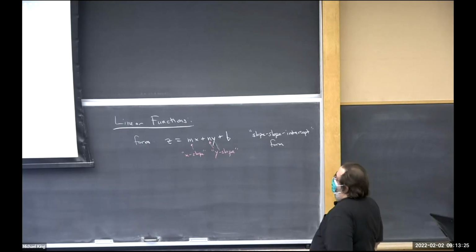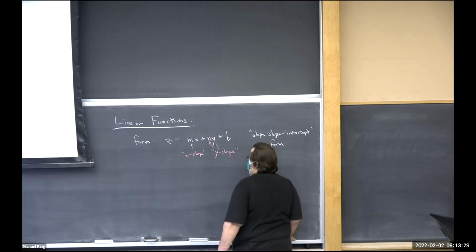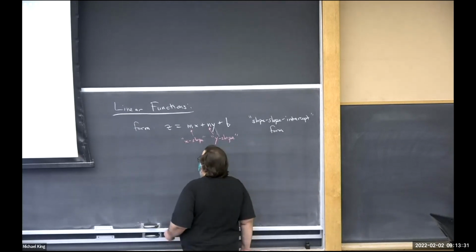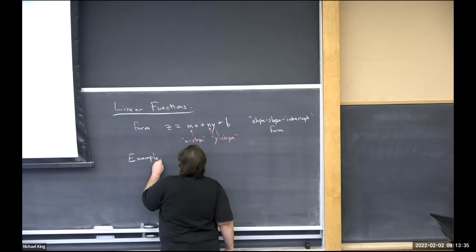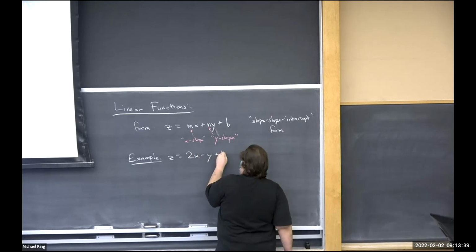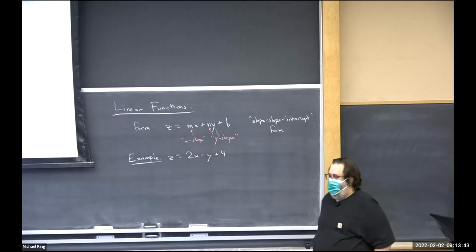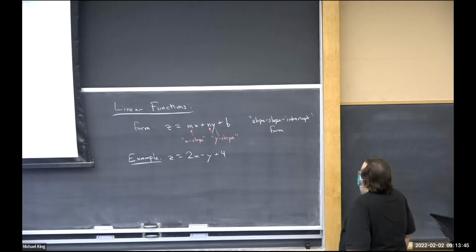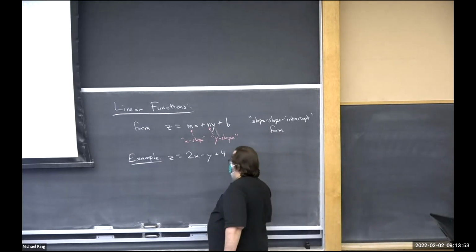Right. And I just wanted to do an example and think about what the contour map actually looks like. So let's do something like z equals 2x minus y plus 4. Okay. So you could look at cross sections. You could set x equals constant, y equals constant. But let's look at z equals constant, like what the contour map.